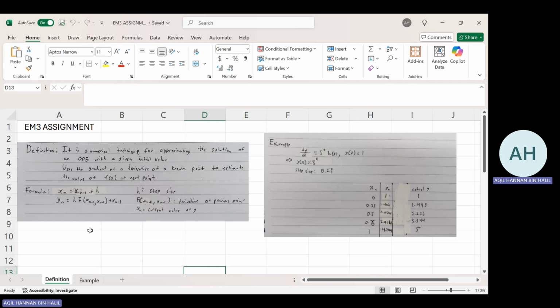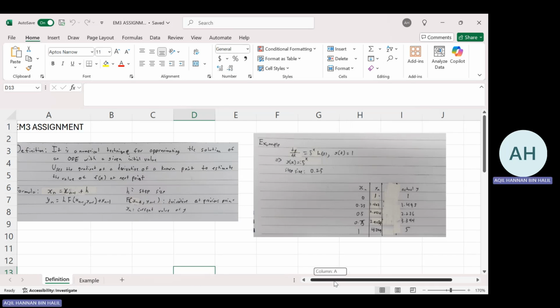The formulas used in Euler's method are quite simple. It is xn equals xn minus 1 plus h, where h is the step size. xn is the value of x at the current point, and xn minus 1 is the value of x at the previous point. To find y, yn is equivalent to h f(xn minus 1, yn minus 1) plus yn minus 1, where yn is the current value of y, and f(xn minus 1, yn minus 1) is the derivative at the previous point, and h is also the step size.